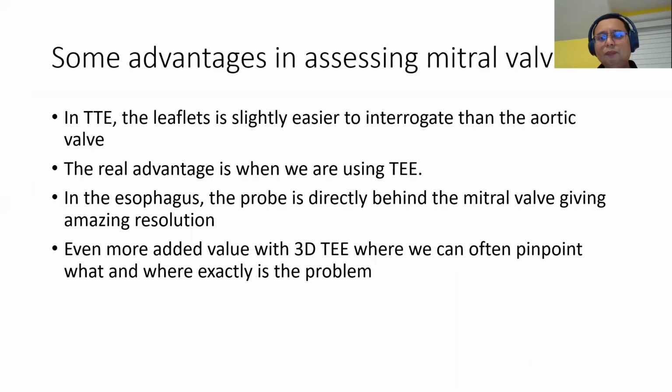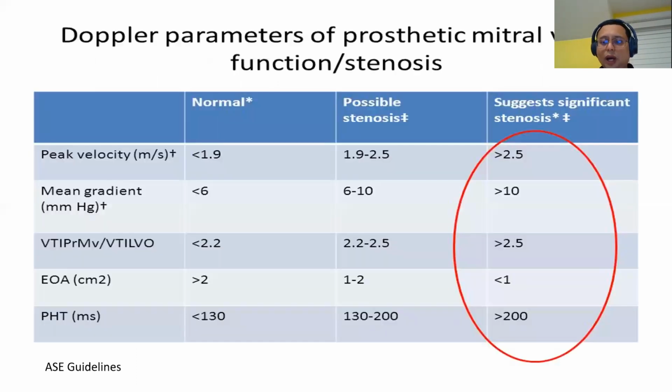When we see a prosthetic valve and the mean gradient is more than 6 millimeters of mercury, and we look at the other parameters, one way to see whether the dysfunction is because of true obstruction is to look at these parameters. Remember the three numbers that I wanted you to remember. Number one, peak velocity that is more than 1.9. Number two, dimensionless index that is more than 2.2. And number three, pressure half time that is more than 130.